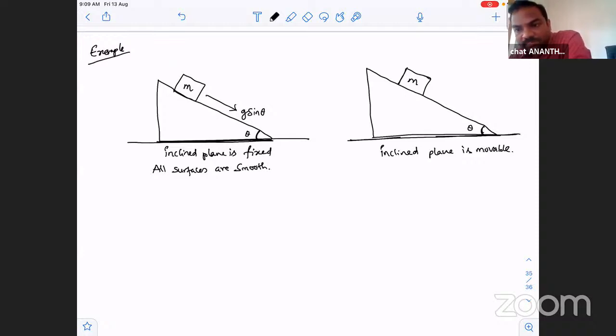But suppose we accelerate the inclined plane. Suppose I have given acceleration to the inclined plane. Now by moving the inclined plane forward, the block will stay at rest on the inclined plane. The block does not move on the inclined plane. Okay? So what we have to find out is the acceleration of the inclined plane.